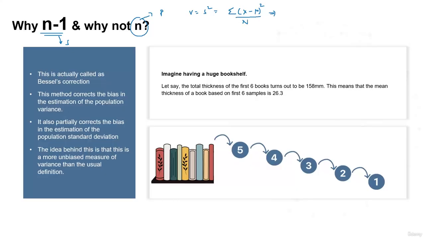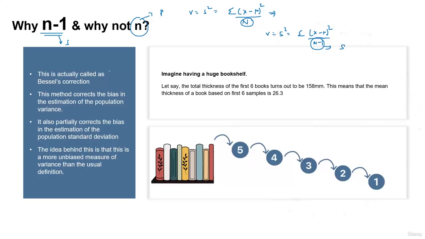Now this exact formula changes for the sample data. In case of sample data, the variance is the summation of (x minus mu) squared divided by n minus 1. Now, why do we have this n minus 1 for sample data and n for population data? Well, there is a theory behind it. We have to take a small example and try to understand why.